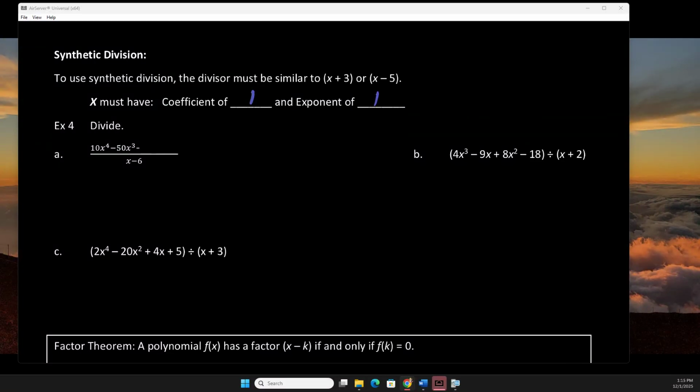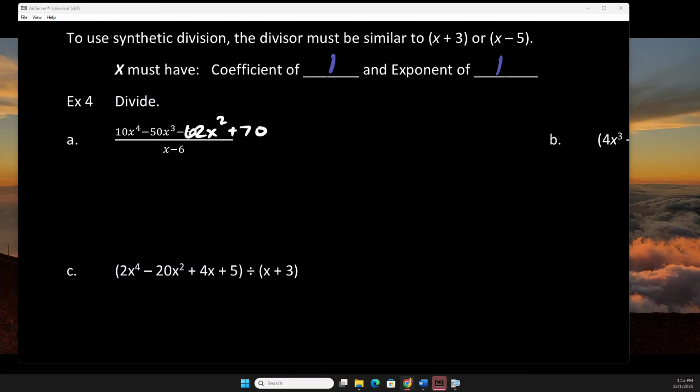Alright, so on this one, sorry, I changed the problem on your paper, but I didn't change it on here. Alright. So because we're dividing by just x minus 6, we can do synthetic division. So let's see what you guys can remember.